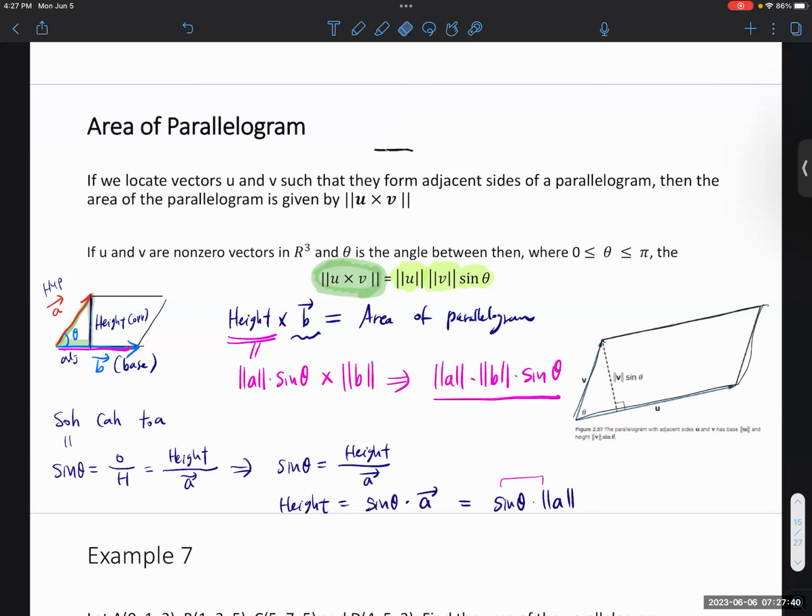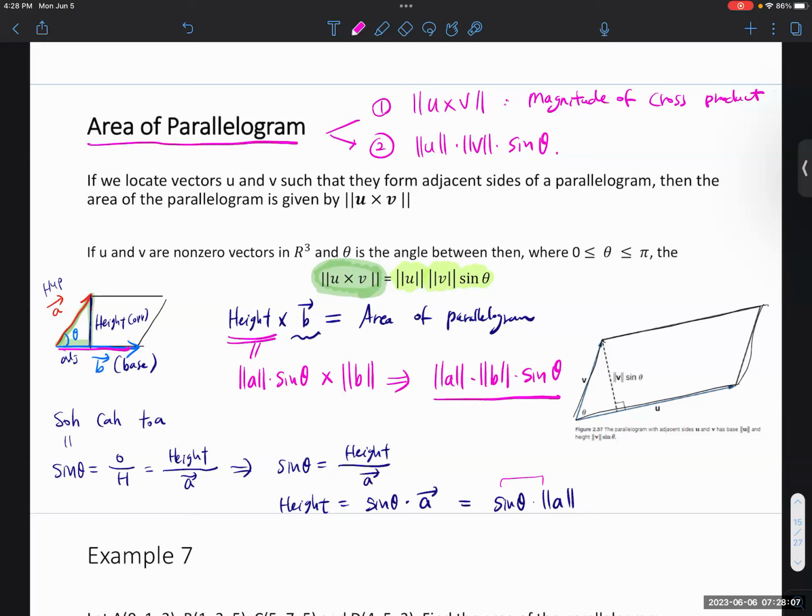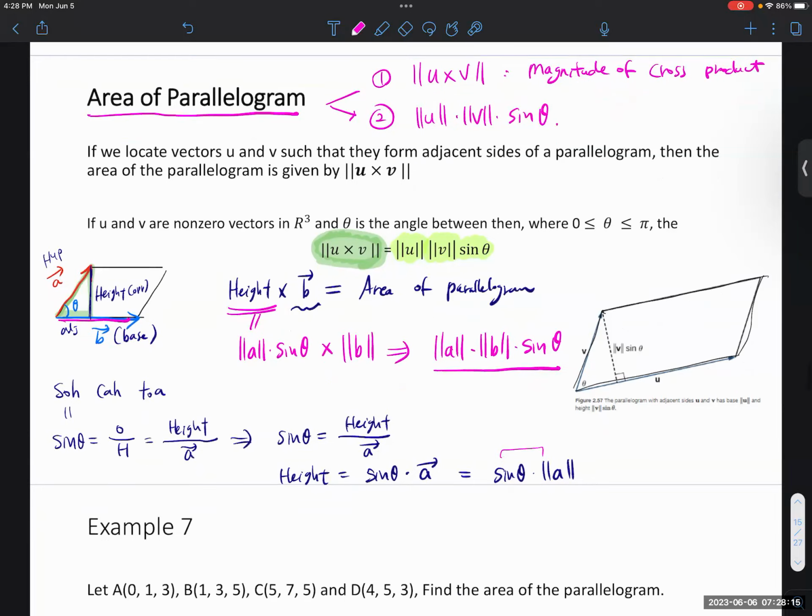So let me write it. One is just simply the magnitude of the cross product of the two vectors, or, as we just proved, each vector's magnitude times the sine theta. So you have two ways to find out the area of the parallelogram. Does it make sense to you? Okay, so let's take a look at the example. It's a very, very fun topic.